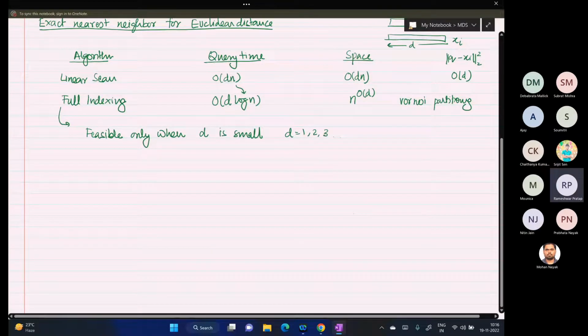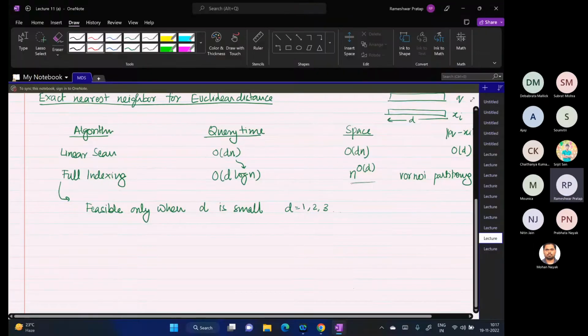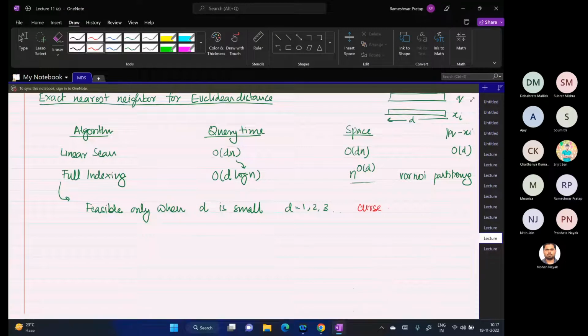Now what should we do? In the exact nearest neighbor search problem, either the query time is linear in the number of data points, and then space is somewhat controlled, or if you want a faster algorithm, then the space complexity is very high. This is called the phenomenon of curse of dimensionality: with increase of dimension, the complexity of algorithms could be very high.